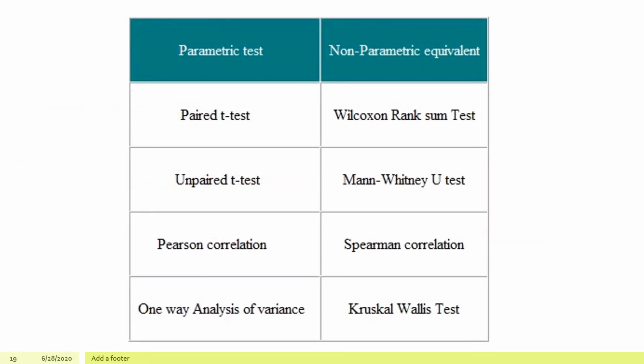These are the classification of parametric and non-parametric tests. Paired t-test: the non-parametric version of paired t-test is the Wilcoxon signed rank test. And for unpaired t-test, the non-parametric version is the Mann-Whitney test. Then the parametric version is Pearson correlation and the non-parametric version is Spearman. For the parametric one-way analysis of variance, that is ANOVA, it is Kruskal-Wallis.